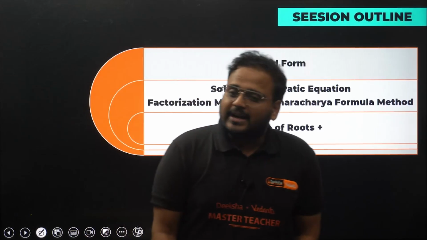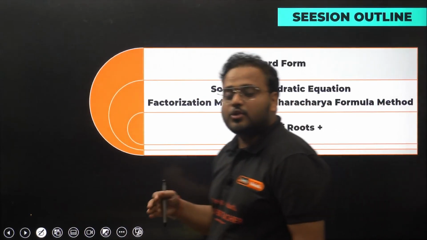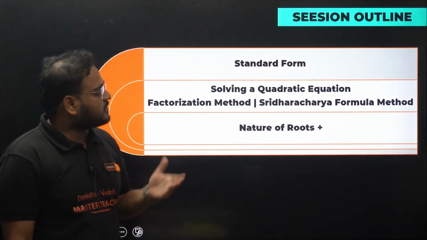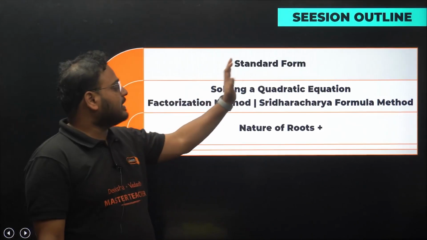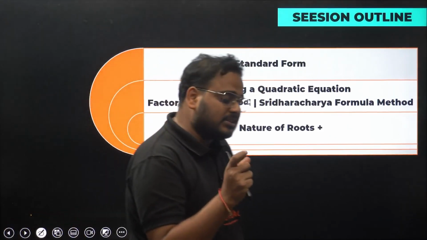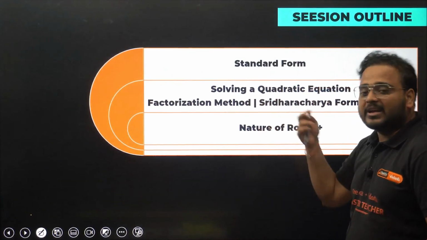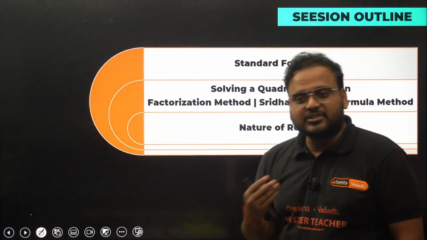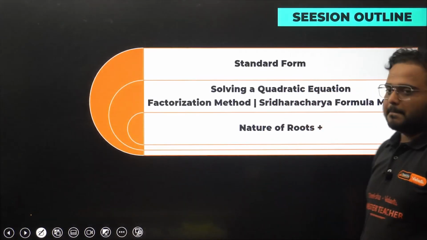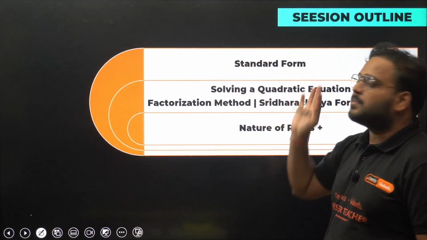So now in the session outline today, these are the various topics which can be asked or which are going to be covered in the session. Because it is a one-shot session, of course we have to cover everything, starting from the very simple standard form, where we talk about the exact form of a quadratic equation, right? And then we move on to solving a quadratic equation, whether with the approach of the factorization method or with the formula method, which is also called the Sridharacharya formula method. Then the last is the nature of roots.